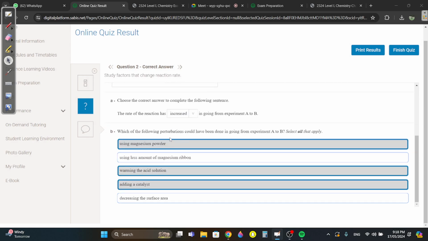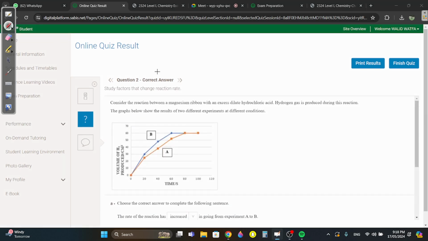Which of the following changes, perturbations meaning changes, could have happened? They're saying this is a reaction of magnesium with excess hydrochloric acid, and hydrogen gas is produced. Whenever you see excess, that means if you increase its concentration, there will be no change. If you increase the concentration, there will be no change in the reaction. You will still get the same amount of products, but it will be faster.